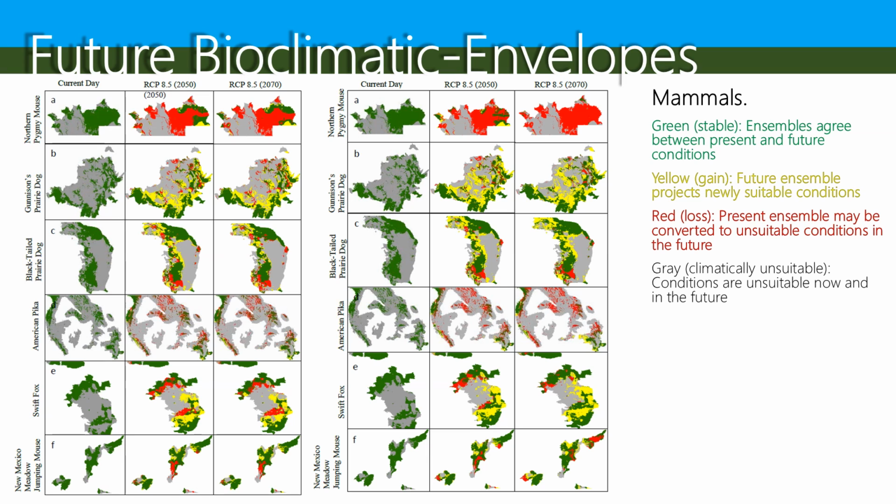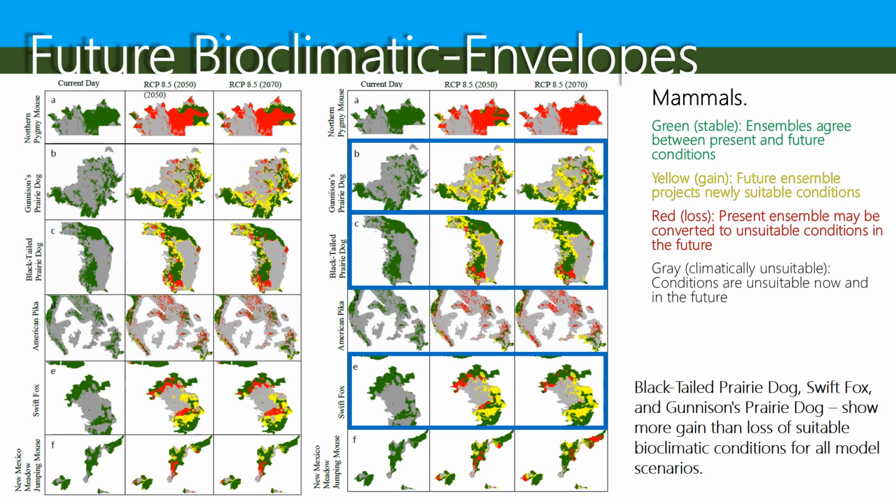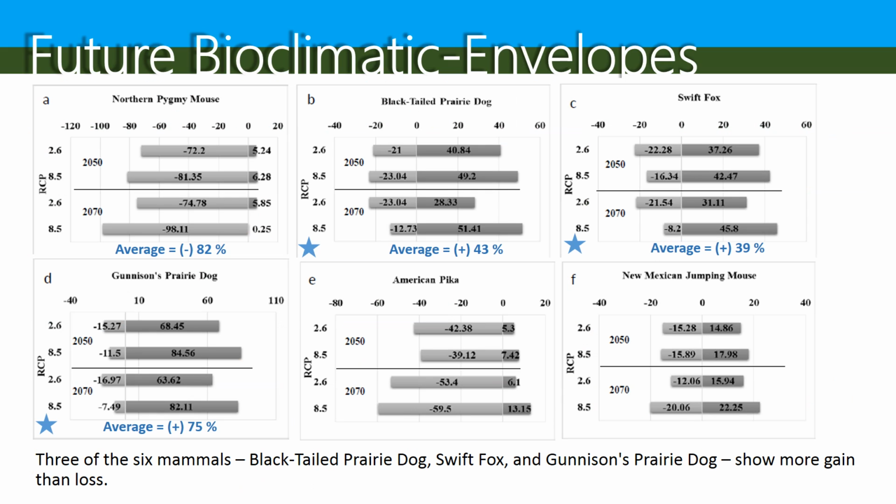Here are the projections for the 6 mammals. 3 mammals showed more gains than losses for the suitable bioclimatic conditions in all of the projected scenarios. They are the black-tailed prairie dog, the swift fox, and the Gunnison prairie dog. In these graphs, you see the positive numbers for the black-tailed prairie dog, the swift fox, and the Gunnison prairie dog. And contrast that to the numbers for the northern pygmy mouse, where you see an average loss of 82% with very minimal gains.